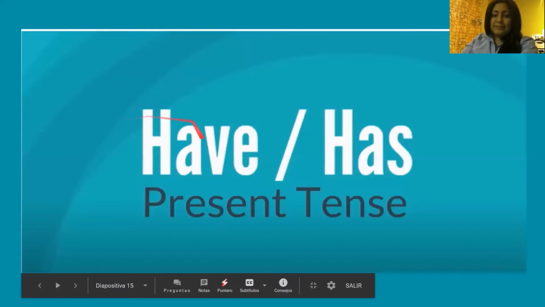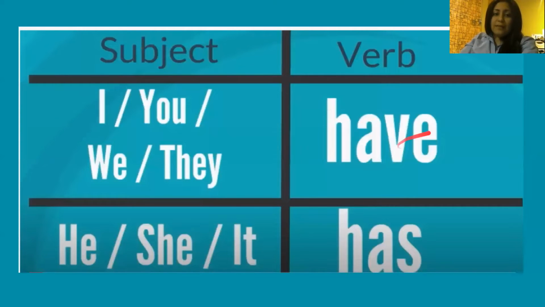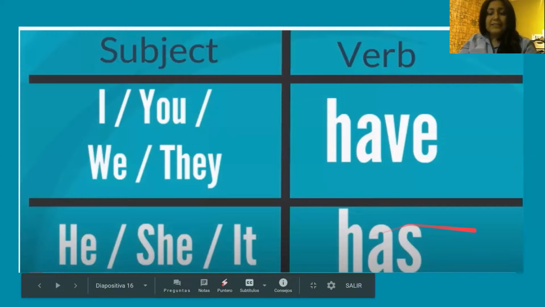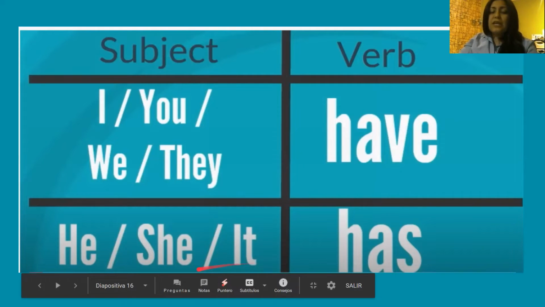Have and has. Okay, we use have with the subjects I, you, we, and they. And we use has with the subjects he, she, and it. I have, you have, we have, they have, he has, she has, it has. Okay?